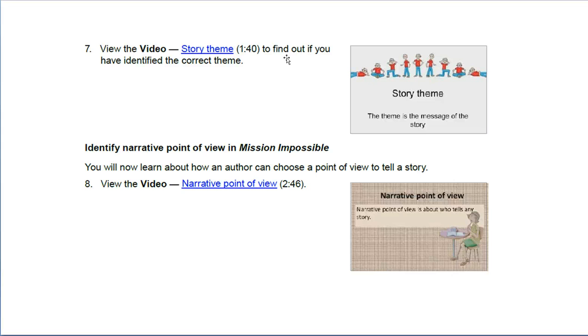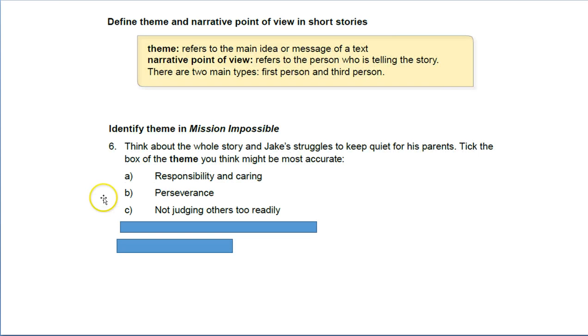Okay, and did you get it right? If you chose responsibility and caring, yeah, I'd say you're right. Jake is showing responsibility and caring because he is trying so hard to keep the hotel guests quiet for his family so they can sleep because he knows they've had a hard night. So that is showing responsibility and caring.